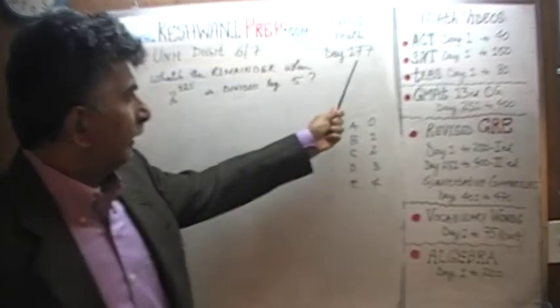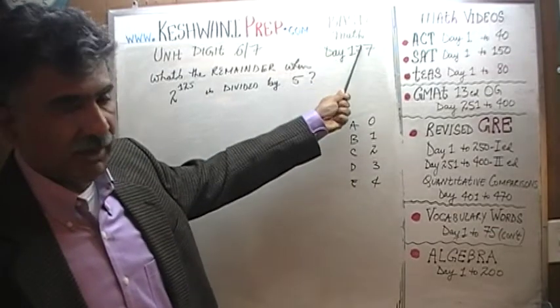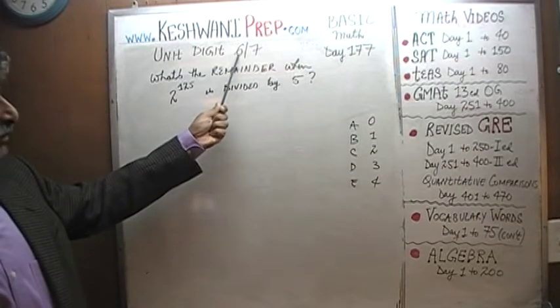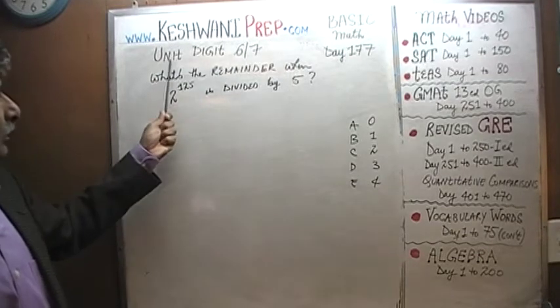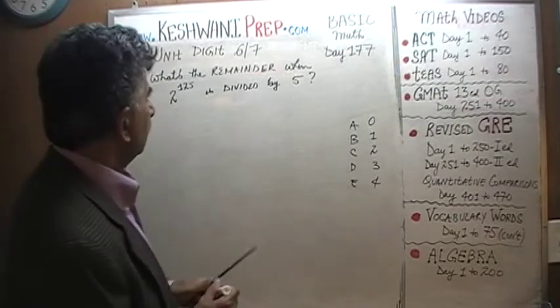Today is our lesson number 177, lesson number 177 in the series of basic math. Today we'll do our penultimate video, the sixth lesson in the series of seven, on the topic of unit digit. Today we'll have our penultimate lesson.